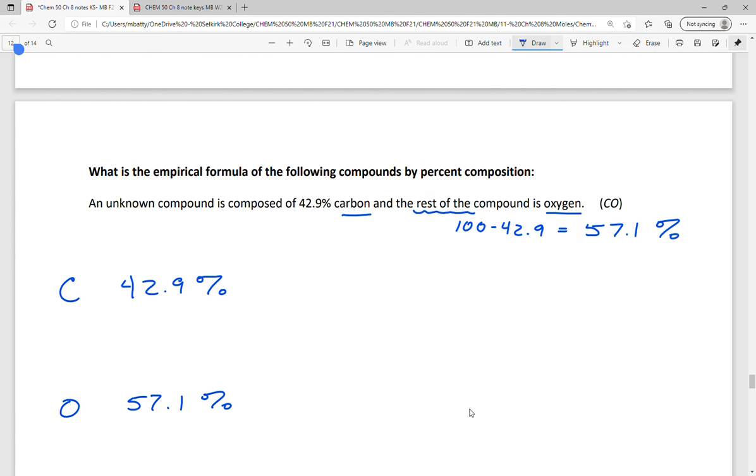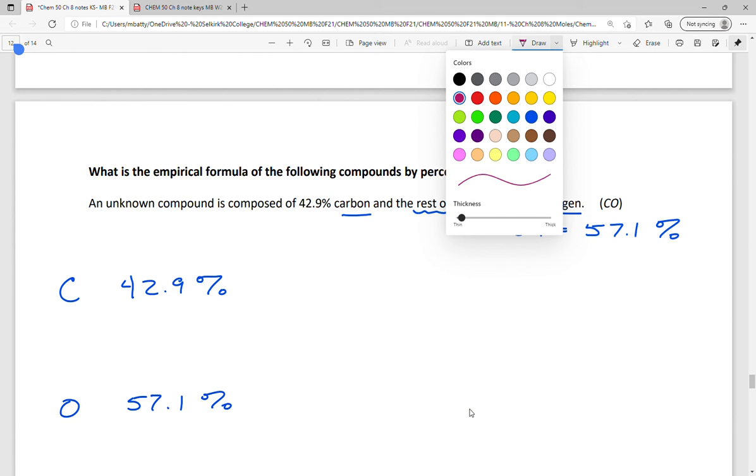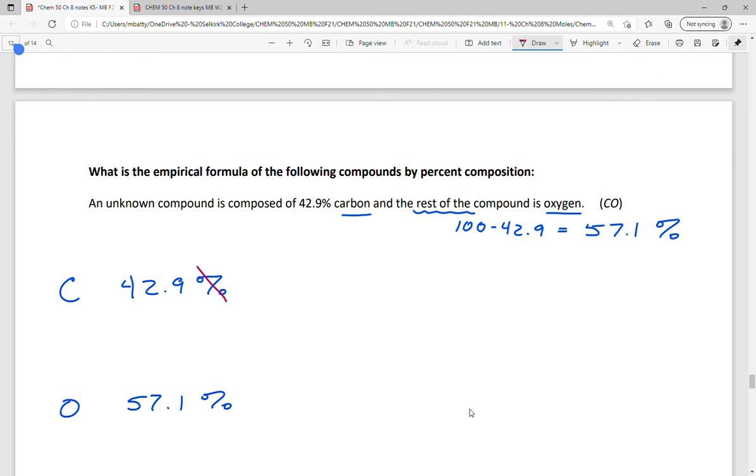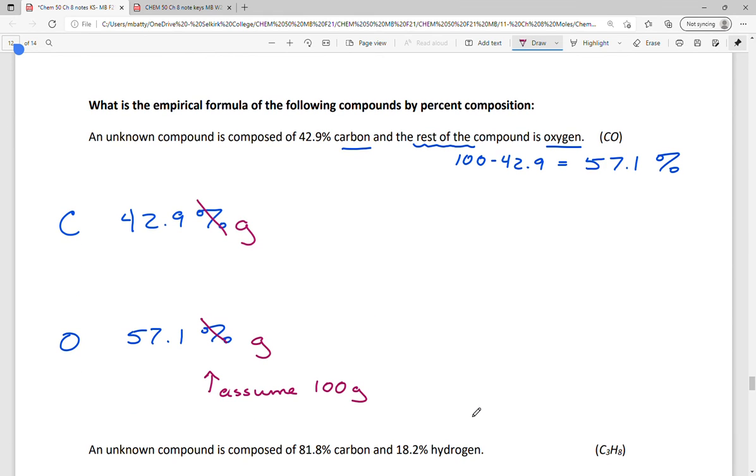And the key thing here is in order to move forward, we want this in grams like the other ones were. So if we assumed a 100 gram sample, or sorry, I think I've said that several times incorrectly, sorry. Assume a 100 gram sample, that allows us to go from percentage to grams. And there's nothing wrong with that. We've just made this up into some arbitrary sample size that then allows us to go forward. So we end up back where we were before.